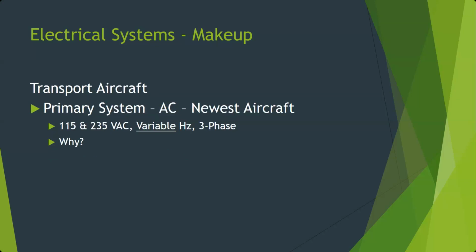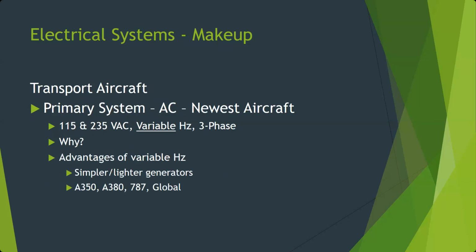So if we can deal with variable frequency, what's the advantage? We don't have to worry about constant speed drive. What do you think that constant speed drive is? More weight. The one on the 727, the constant speed drive, probably weighs somewhere around 70 or 80 pounds apiece. They are massive. And that's not the generator, that's just the constant speed drive portion of it. So if you can get rid of that, you can save weight. So advantages of variable frequency, simpler and lighter generators.